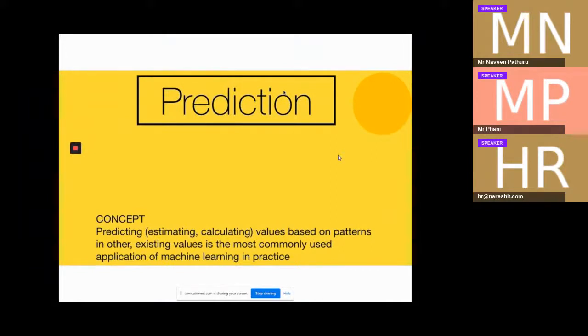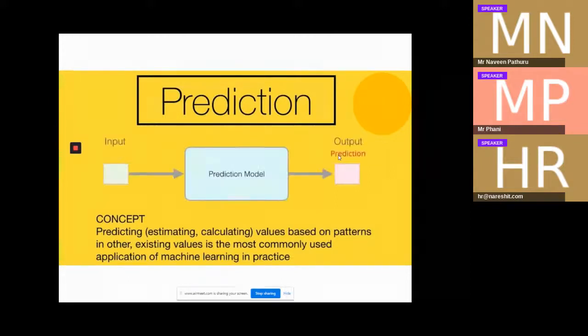The objective of machine learning is to make a prediction. Why should we use machines to make a prediction? Because it is not easy. Humans fail. It can be very, very complex. Bring in the machines. What is prediction? You're estimating, you're calculating values based on patterns. Calculating existing values based on patterns in other existing values is the most commonly used application of machine learning in practice. In other words, prediction is where you're estimating, doing some kind of calculation, at a conceptual level, guys.